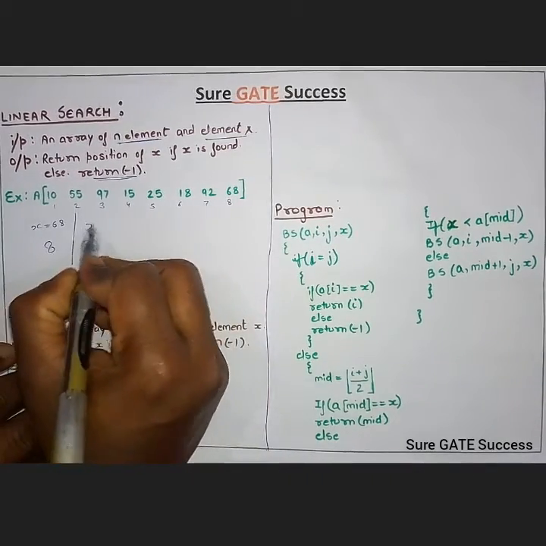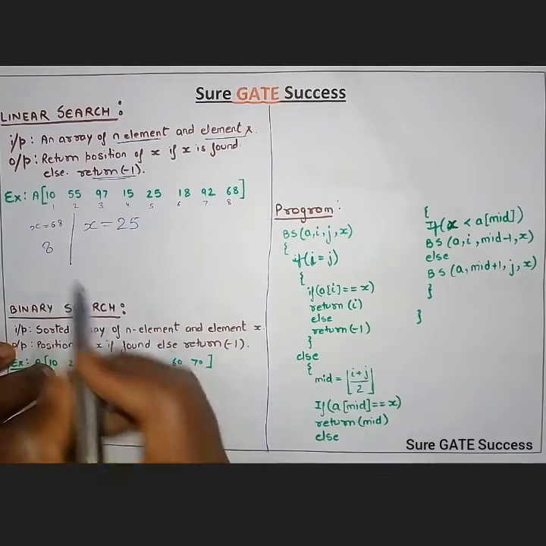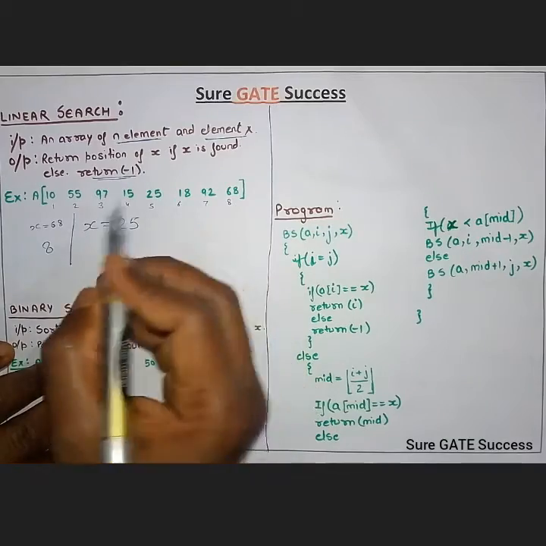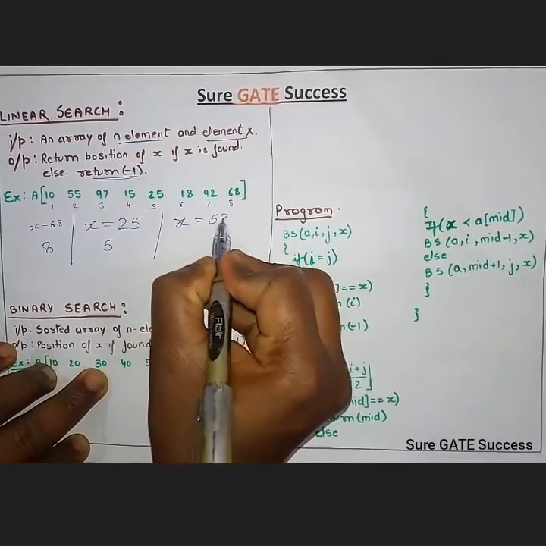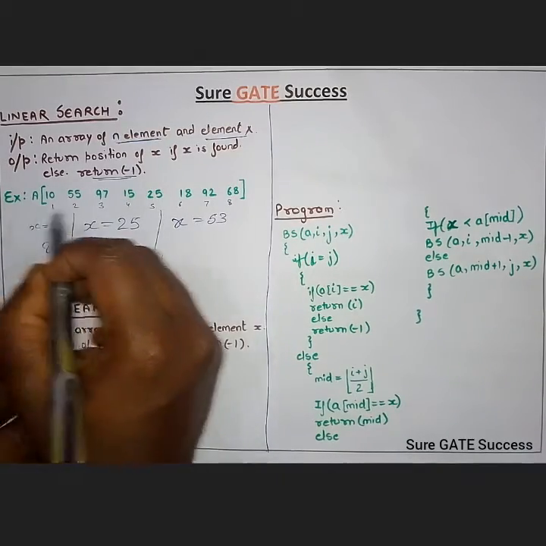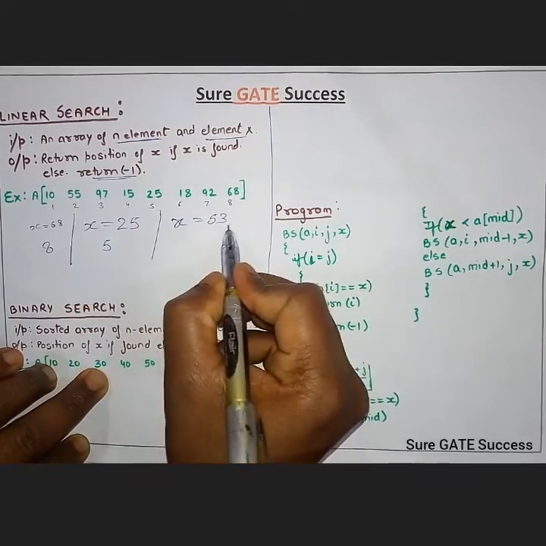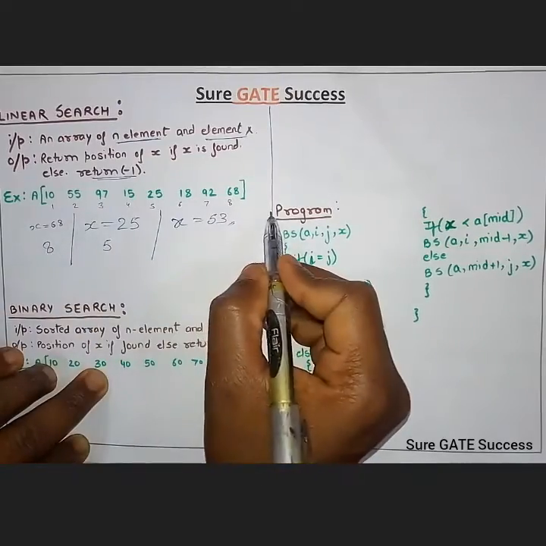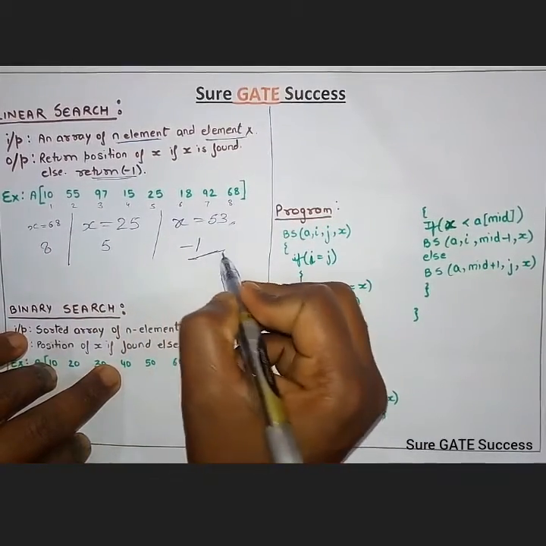Similarly, if we have to find 25, we have to move from first to the last. Where will we get it? We will get it at the 5th position. If we have to find 53, we have to track one by one and move to the last position, but 53 will not be available because 53 is not present in the array. So we have to return -1.